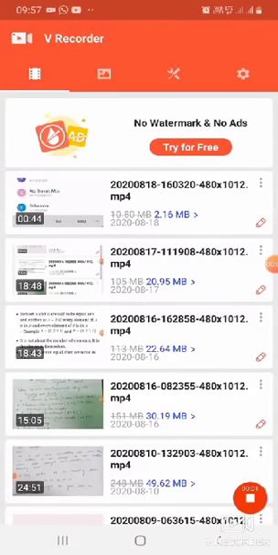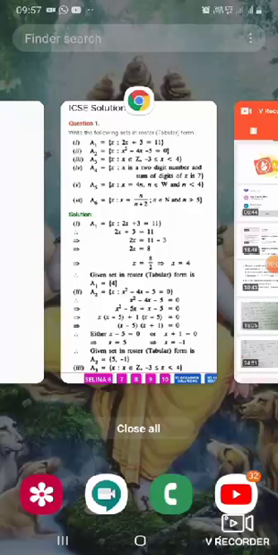The part of set theory. On the other day we were discussing sets, an introduction to sets, and the various types of sets like finite set, infinite set, singleton set. We have discussed all these things.